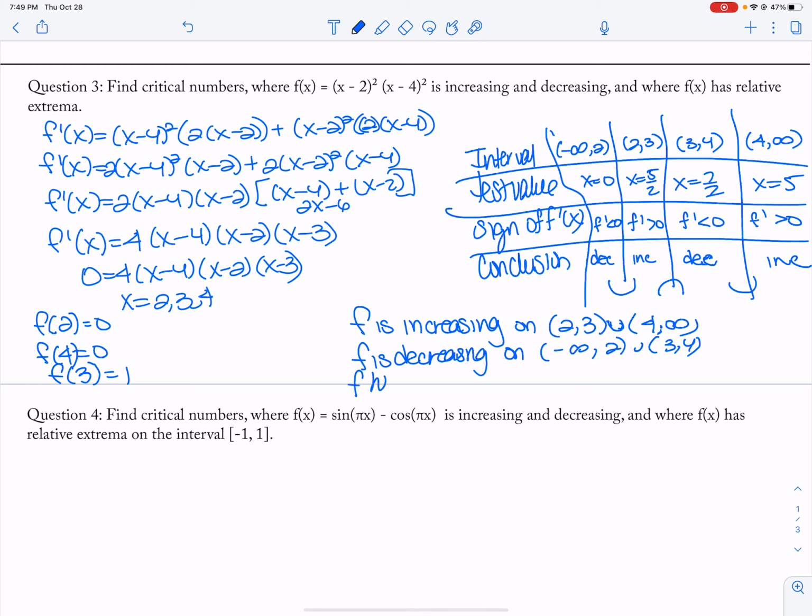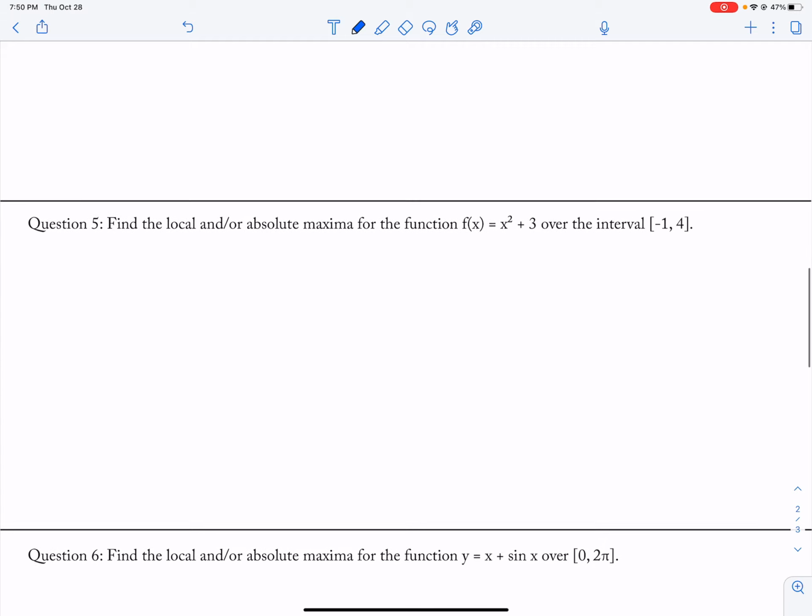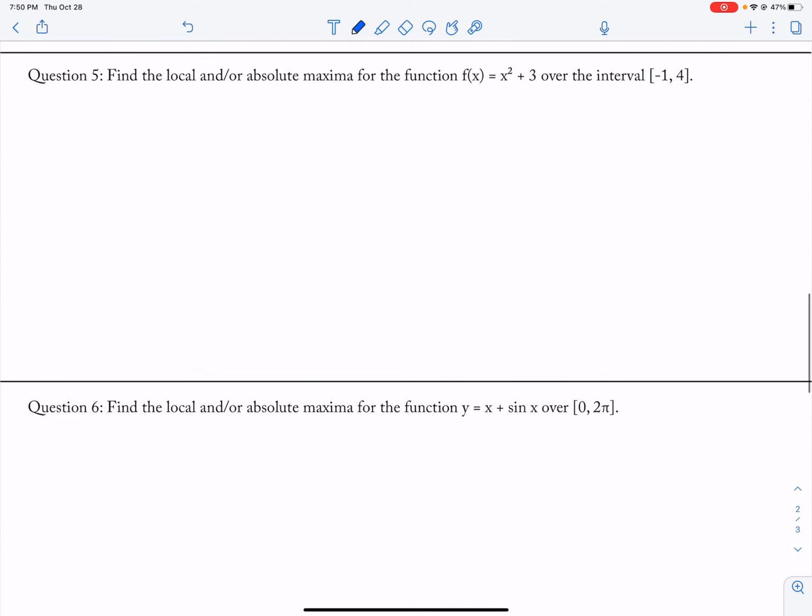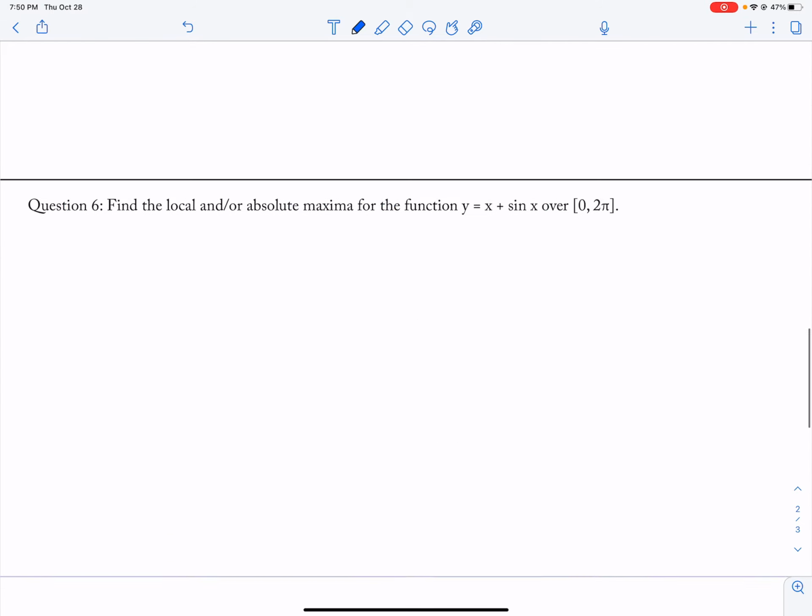f has a relative minimum at (2, 0) and (4, 0). f has a relative maximum at (3, 1). Okay. All right. And then we only have one more left.